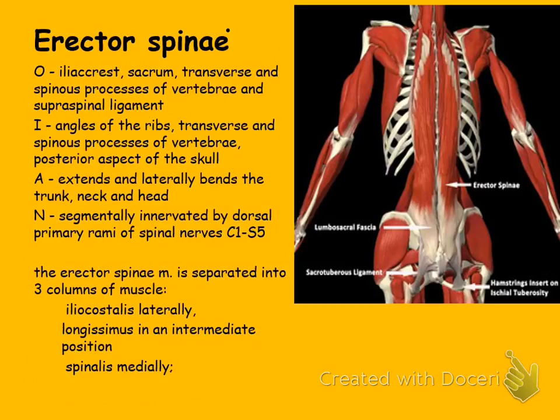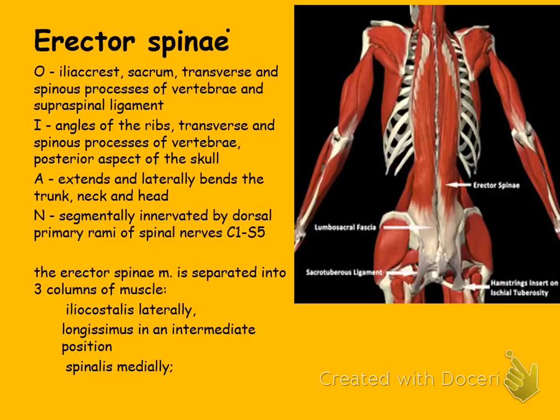Erector spinae. This is the rest of the muscle. So when we look at the longissimus and the different muscles, the spinalis muscles, they come in layers on the back. We don't have these big, strong muscles in the stomach. We have smaller muscles that extend the full length of the spine. So this one goes from the iliac crest, the sacrum, up to the angles of the ribs, clear up to the skull.